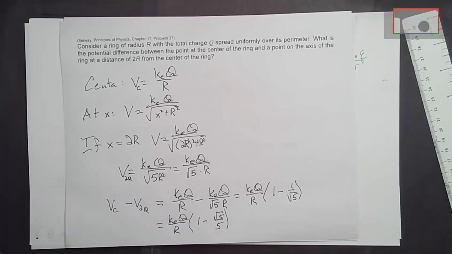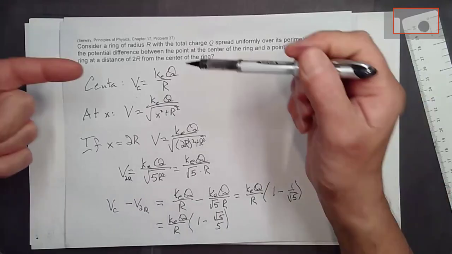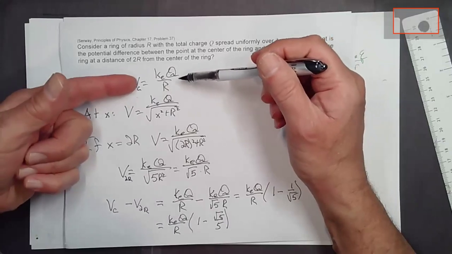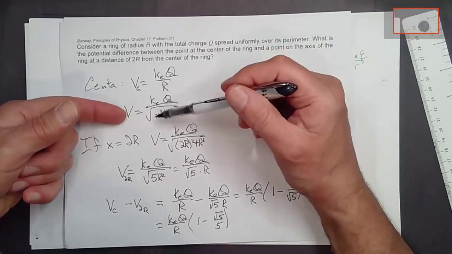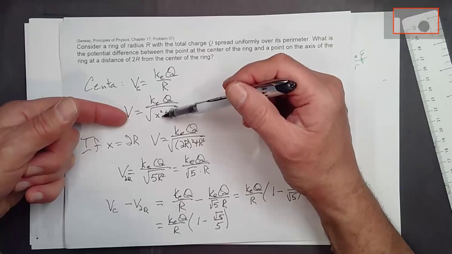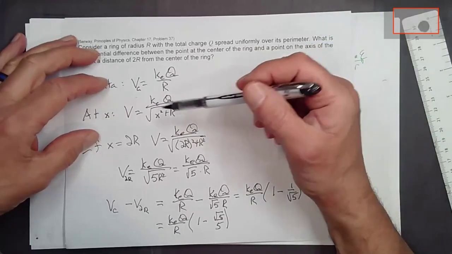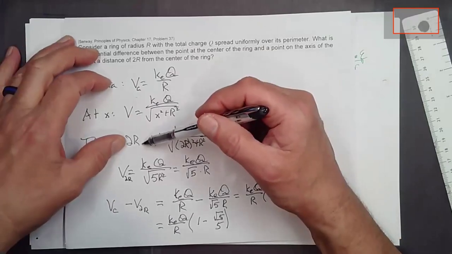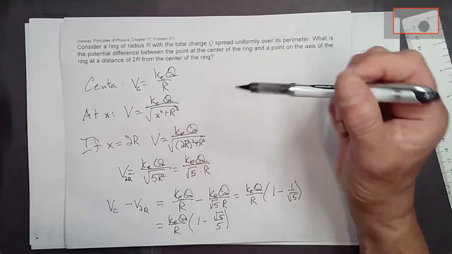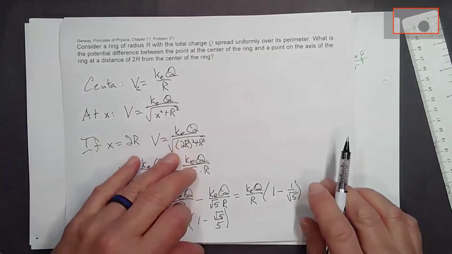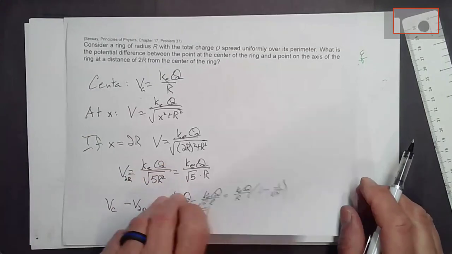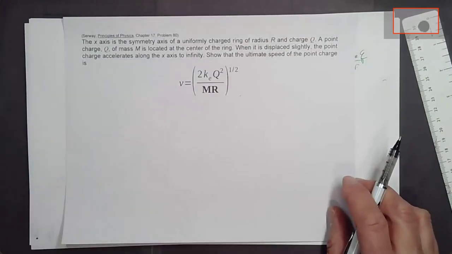But that's one. We figured out the potential at the center, figured out the potential at a point distance x away from the center on the axis, and then just substituted in that 2R for x and figured out the potential difference. So not too bad a problem. Okay.